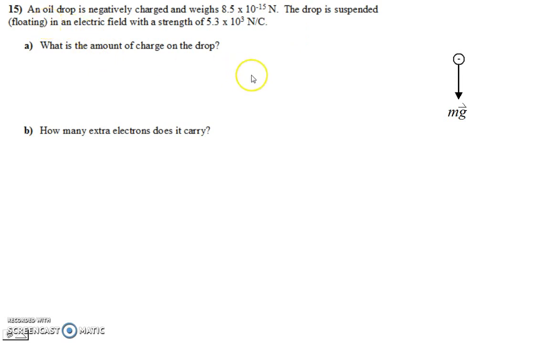And it's suspended, it's floating there, which means there must be another force pointing which way? It's got to be up. What kind of force is it? Well, it's in an electric field, so it's got to be an electrostatic force. I'm not going to draw that field, although we could have. In fact, maybe it's a good idea to, but we'll come back to that later.